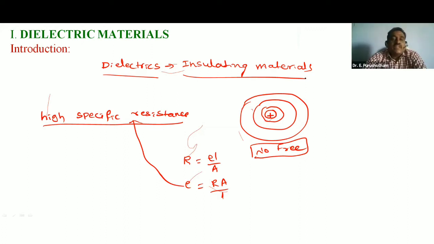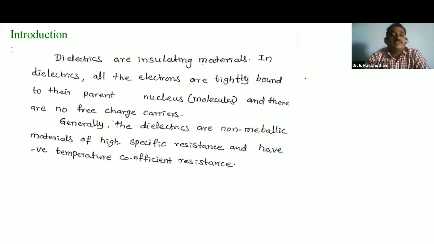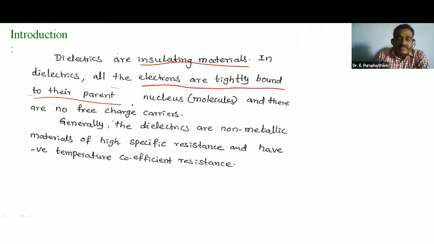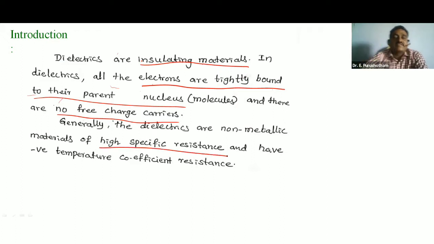So this is the introduction. You can see clearly here, dielectrics are insulating materials. In dielectrics, all the electrons are tightly bound to their parent nucleus or molecules. There are no free charge carriers. These have high specific resistance. So this is the introduction.